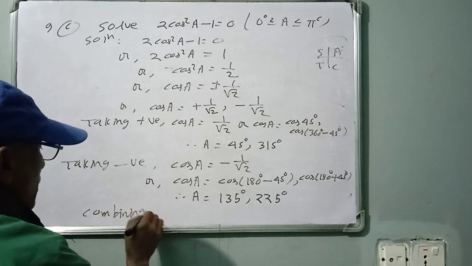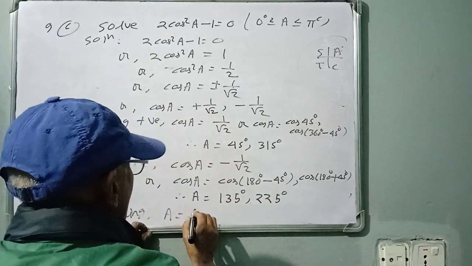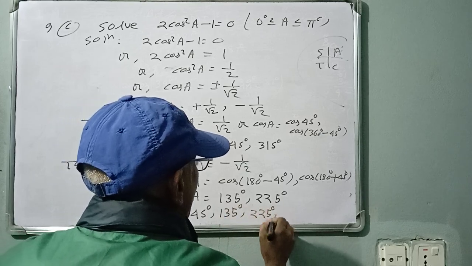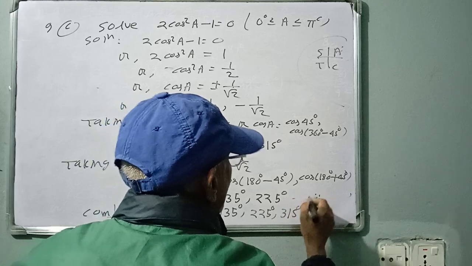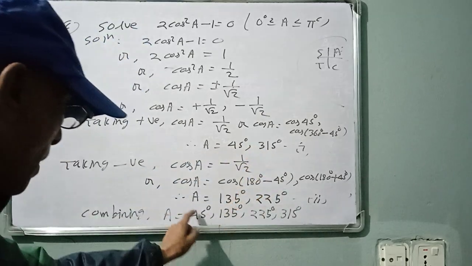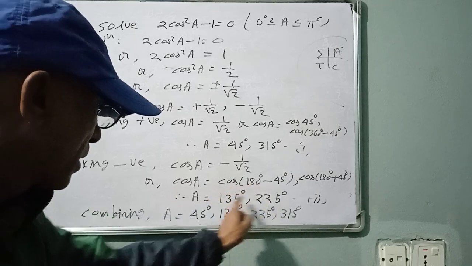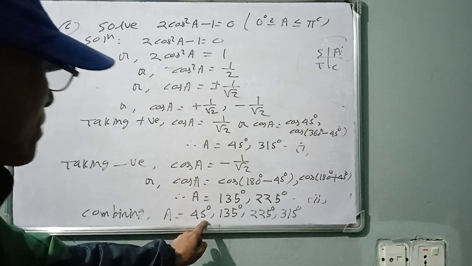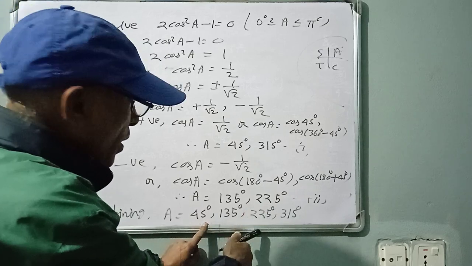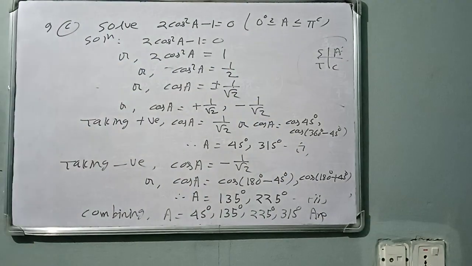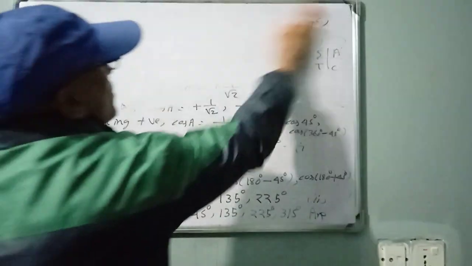Combining all, what is the value of A? 45, 135, 225, and 315 degree. From the first equation, 45 and 315, first quadrant and fourth. From the second equation, A equals 135 and 225. Combining and arranging, A equals 45 degree, 135 degree, 225 degree and 315 degree. That is the answer. There are 4 answers for question 9C, 2 marks. This is an easy case.